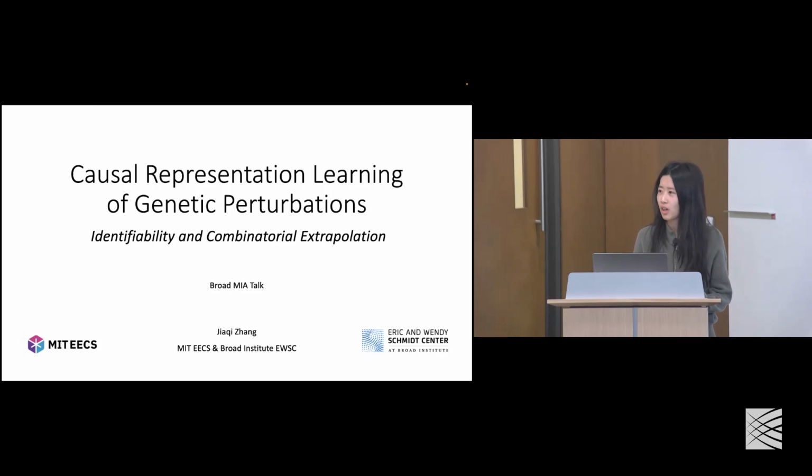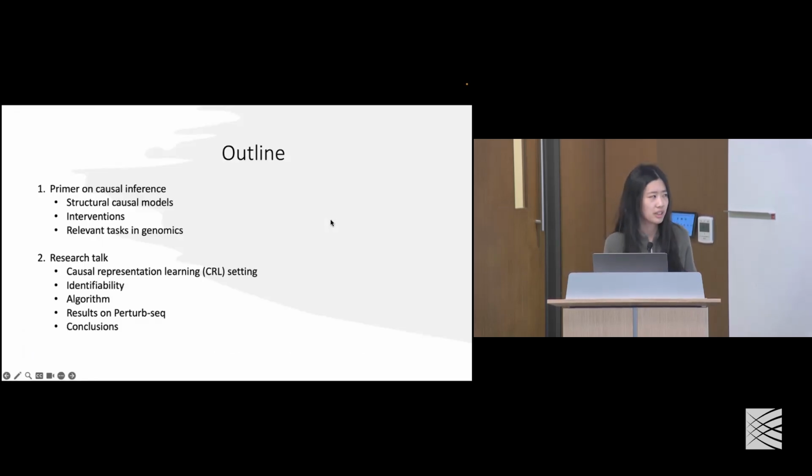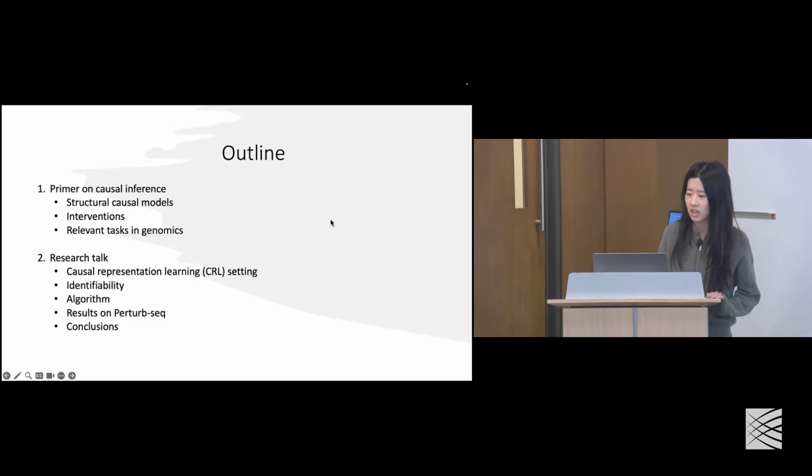So today I will talk about causal representation learning of genetic perturbations, especially with emphasis on the perspective of identifiability and combinatorial extrapolation. I'll explain those two terms during my talk. So here is an outline of my talk today.